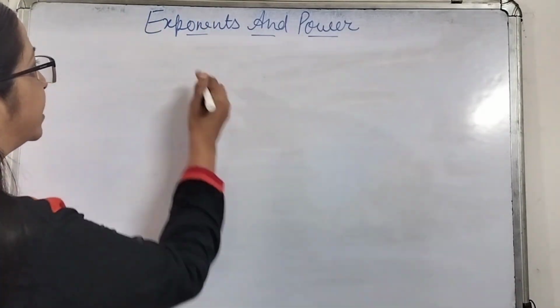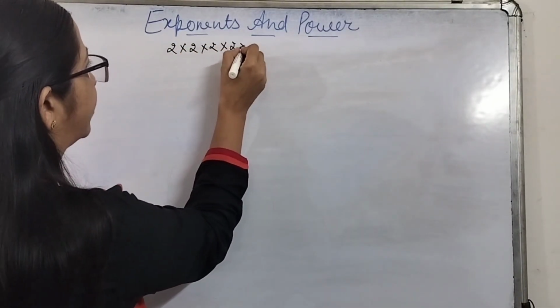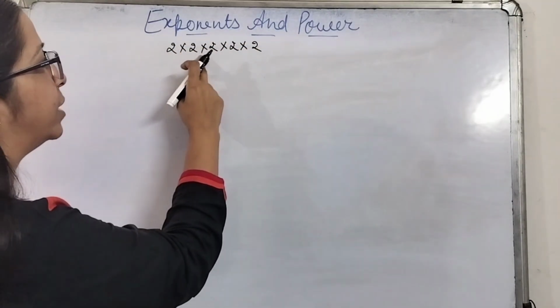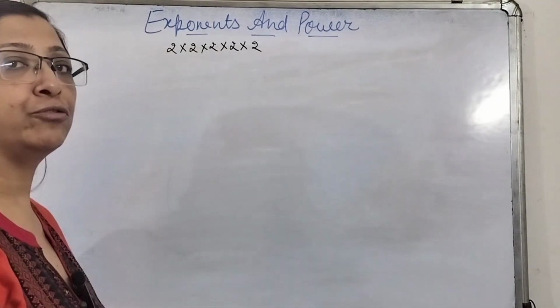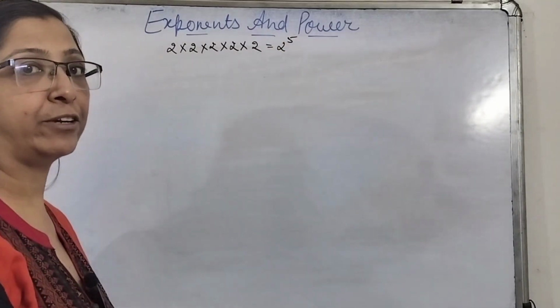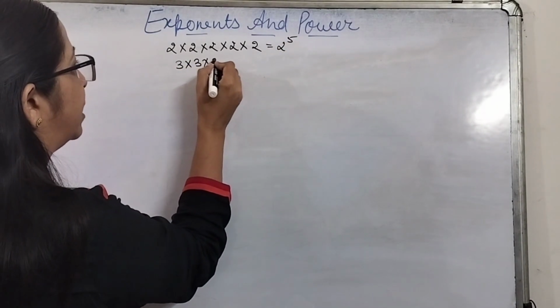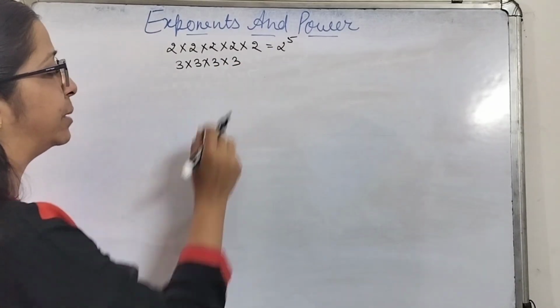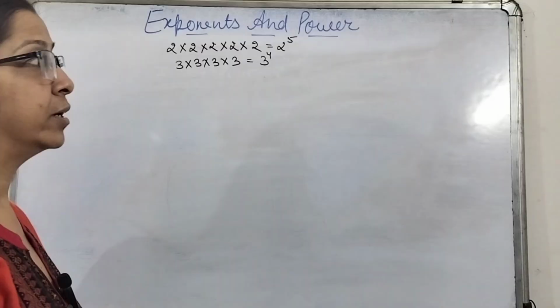We all know that if we are going to multiply 2 five times, like 2 multiplied by 2 multiplied by 2 multiplied by 2 multiplied by 2, I have multiplied 2 five times, then it could be written as 2 raised to the power 5. Similarly, if I am going to multiply 3 four times, like 3 multiplied by 3 multiplied by 3 multiplied by 3, I can write it as 3 raised to the power 4.